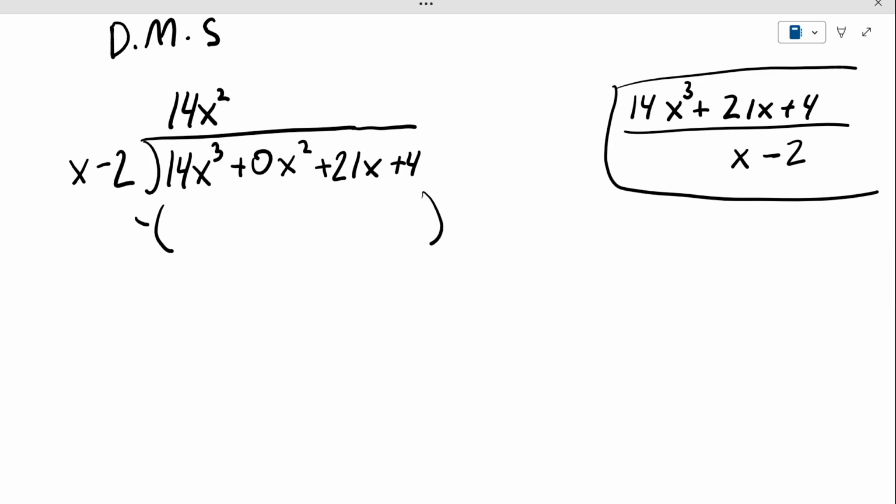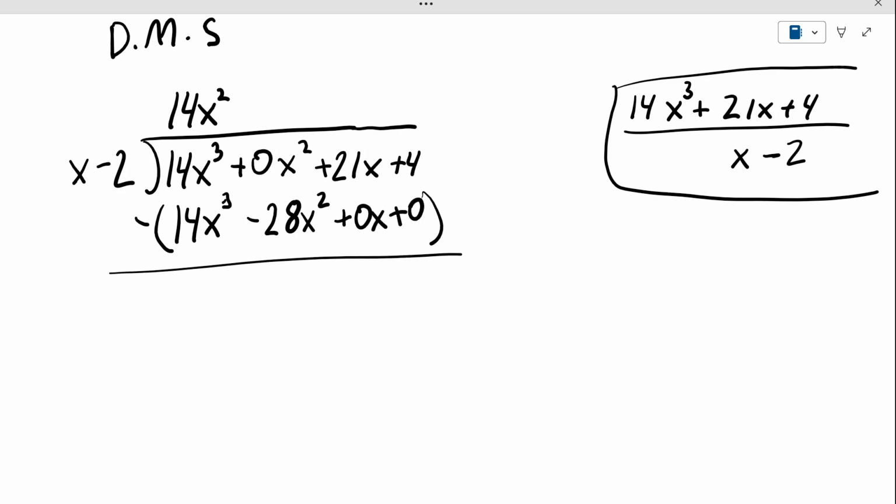Now let's multiply. What is 14x squared multiplied by x? That's 14x cubed, just like that. And now the new part is that we have to do 14x squared multiplied by negative 2. And that is negative 28x squared. And same as last time, we can write plus 0x plus 0. And now it might seem obvious why I wrote plus 0x squared at the beginning. It's so that our terms are in line with one another, just like that.